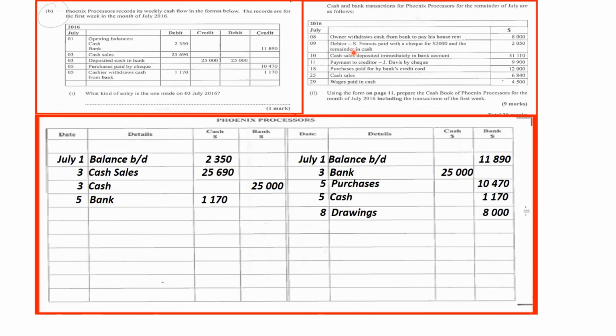And on the 9th, S. Francis paid us with a check for 2,000 and the remainder in cash, 2,050. So that means he paid us $2,050: $50 in cash and 2,000 by check. So that comes on the debit side. S. Francis, 50 cash, 2,000 in bank debit. And on the 10th, cash sale deposited immediately into the bank account. So we have cash sales and we put it immediately into the bank account.